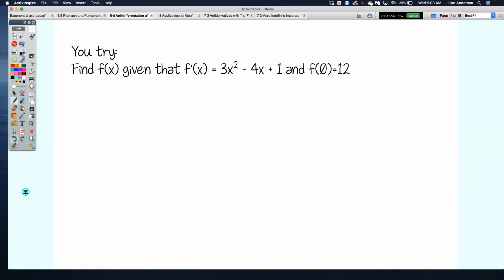You try this one on your own. All right, so what was the function before you found the value of c?